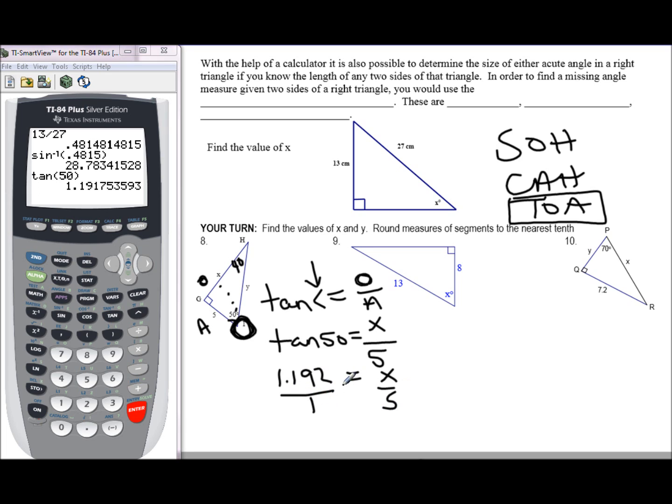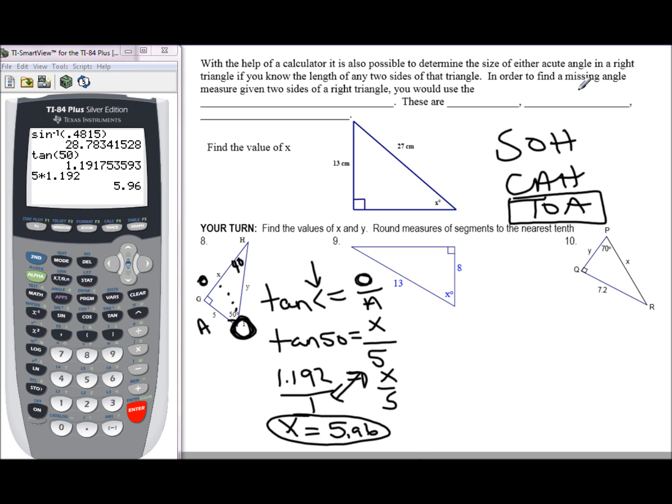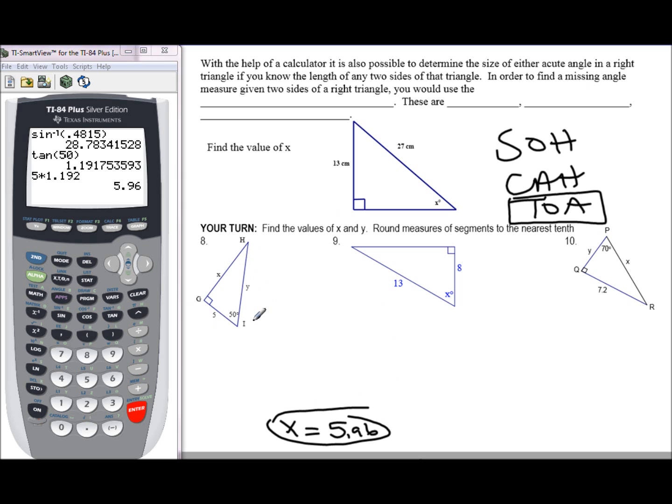Put that 1.192 over 1 and cross multiply. So x equals 5 times 1.192, which is 5.96. Now we want to find y. Okay, I'm going to use I, or 50 degrees, as my reference angle again.